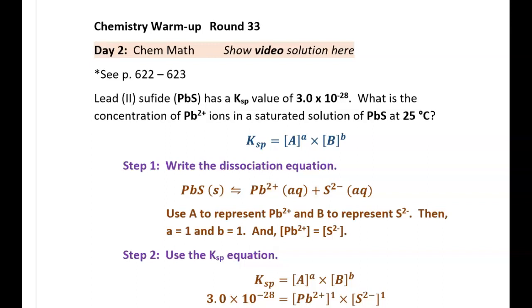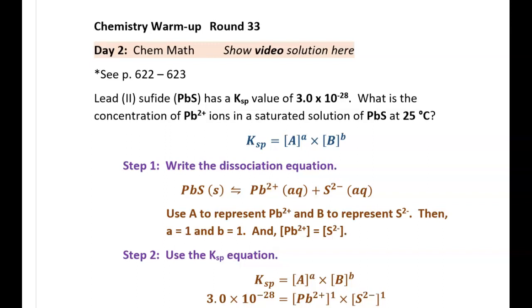Lead(II) sulfide has a Ksp value of 3.0 times 10 to the negative 28 power. What is the concentration of lead ions in a saturated solution of lead sulfide at 25 degrees Celsius?